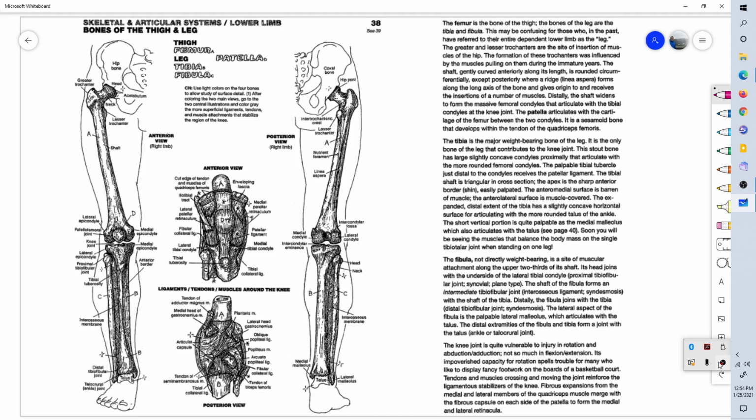Today we're talking about the bones of the thigh and leg. Bones, starting with the thigh. The big bone in the thigh is called the femur. That's this bone right here, and we're looking from the back. It's this long bone right here.